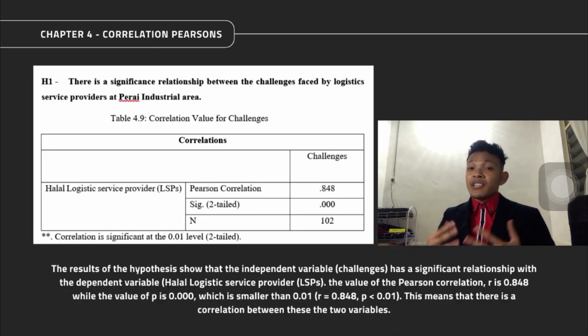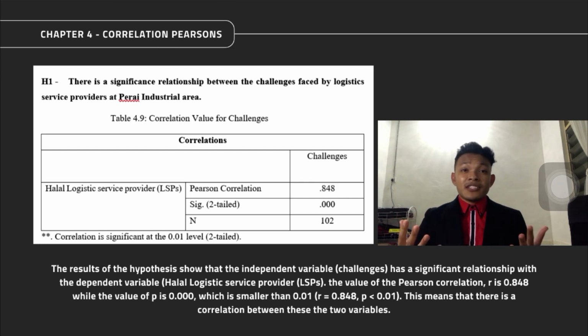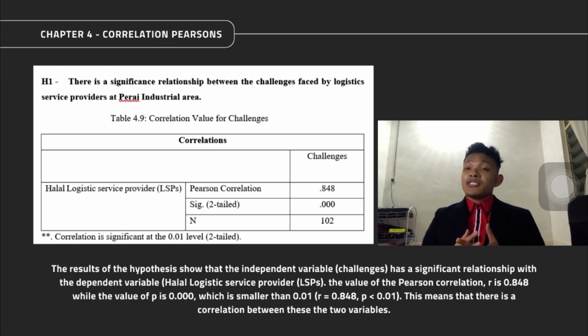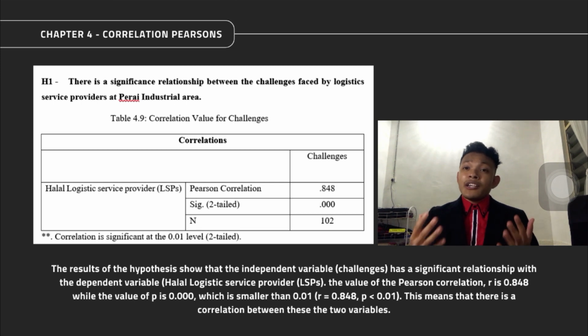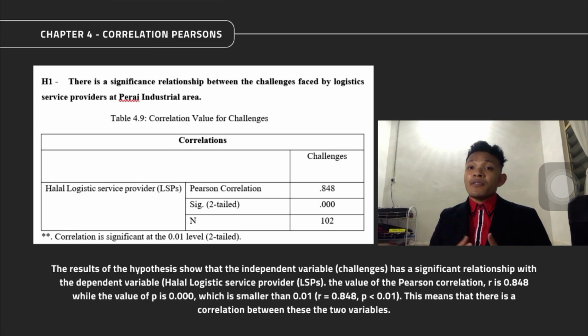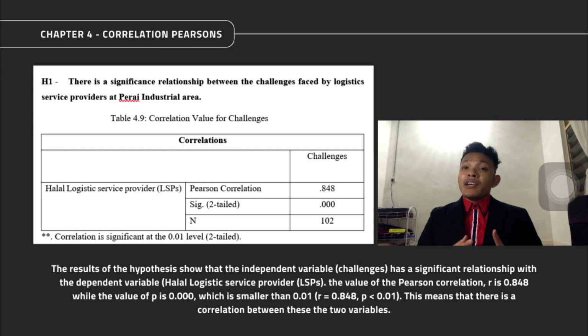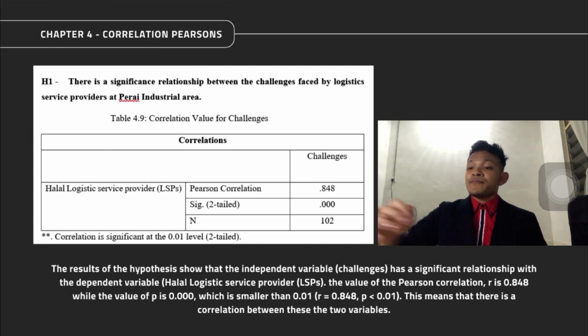Okay, based on the data from correlation, it will describe the hypothesis on this study. H1. The result of the hypothesis shows that the independent variable challenges has a significant relationship with the dependent variable halal logistics service provider. This can be proved by the value of the Pearson correlation R, that is 0.848, while the value of P is 0.00, which is smaller than 0.01. This means that there is a correlation between these two variables.